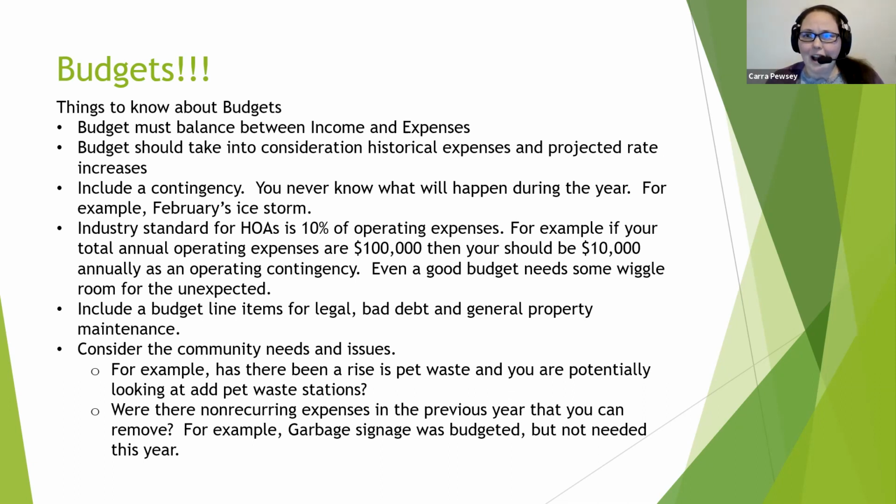When you're budgeting, I know it's hard to get board or owners to buy into this, but if you can, include a contingency, an operating contingency, a little extra money that will help you with the unknown. There are so many things that could potentially happen that you just can't plan for. And so industry standard is to have an operating contingency of 5 to 10% of your total annual operating budget.